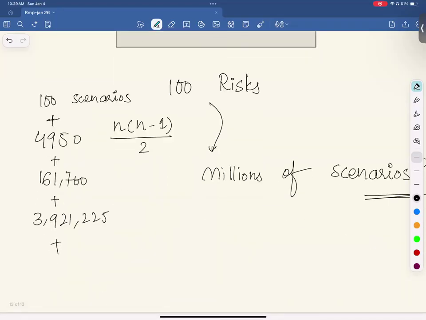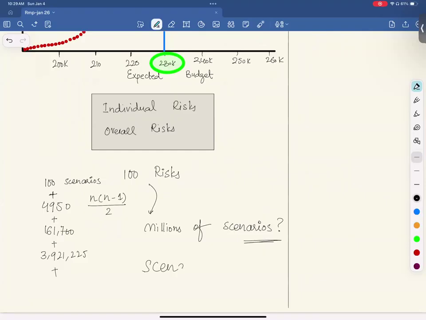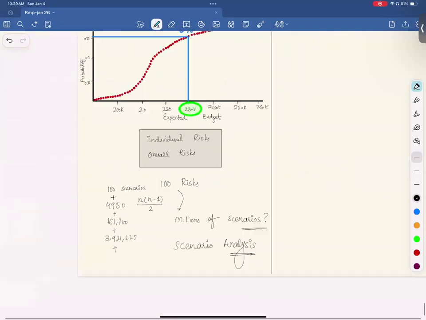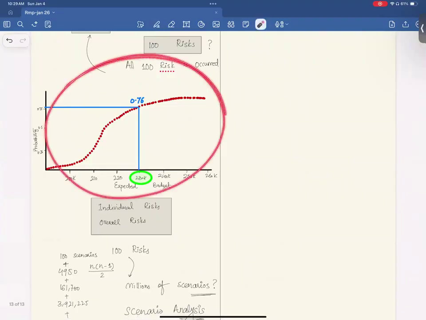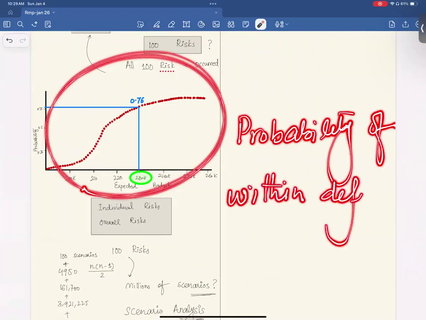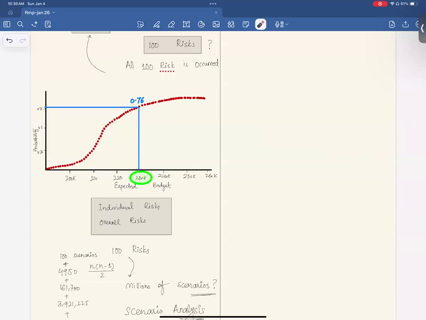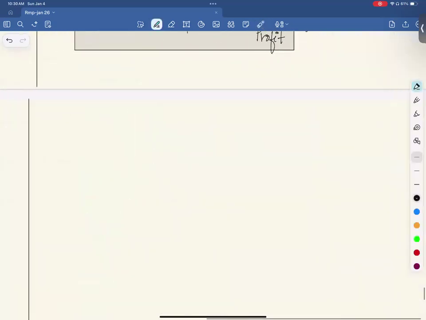So the point that I want to make is Monte Carlo simulation performs scenario analysis. And based on the scenario analysis, it uses current data and previous data to predict the outcome of your project, or the probability or chances of completing your project within defined cost and schedule objectives. This is what we call Monte Carlo simulation. Is it clear, everybody? Any confusion about it, please feel free to ask.